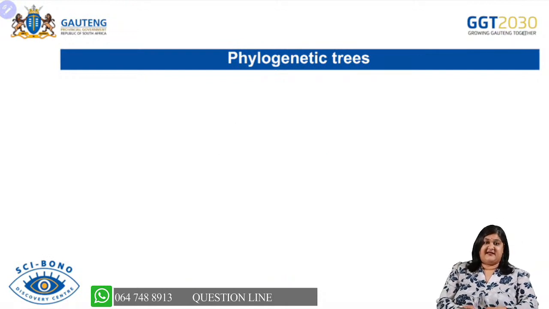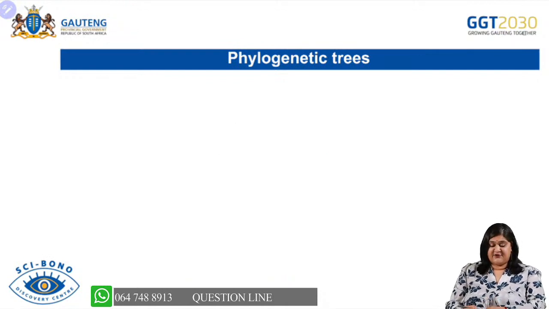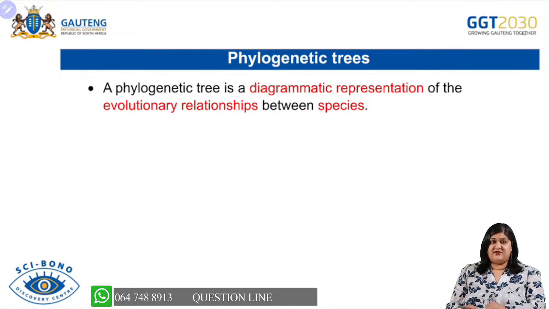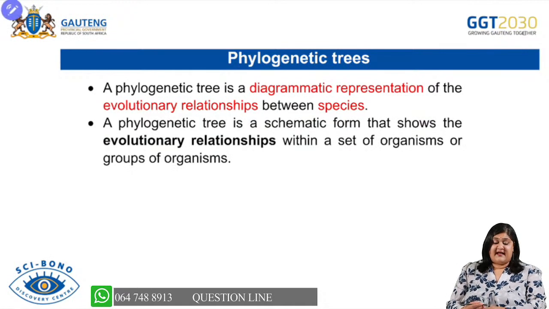So what are phylogenetic trees? I've got some nice definitions for you here, 2 definitions that you need to know. A phylogenetic tree is a diagrammatic representation of the evolutionary relationships between species. Another definition is that it's a schematic form that shows the evolutionary relationships within a set of organisms or a group of organisms. So it's basically just showing us the evolutionary relationships between organisms or species.